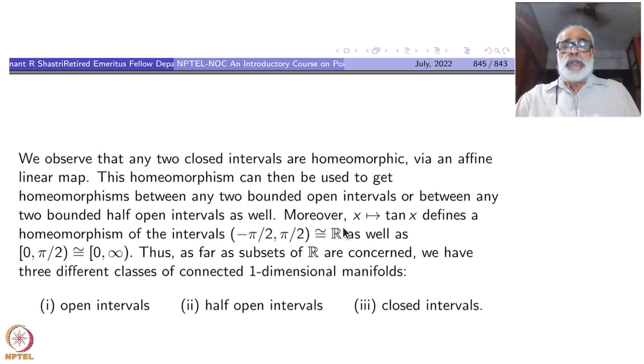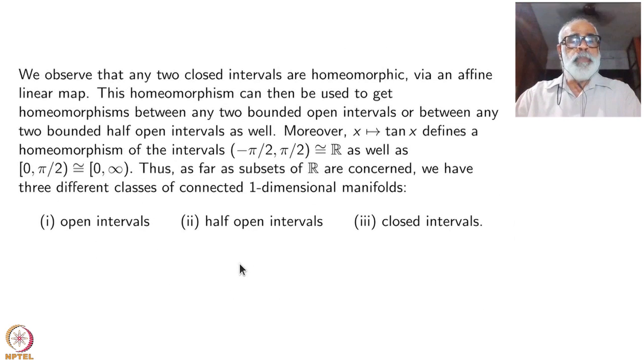Finally, if you look at x going to tan x, or some other homeomorphism, I am giving you one example, this defines a homeomorphism of the open interval minus pi by 2 to plus pi by 2 to the whole of R, right? And if you restrict it to 0 to pi by 2, it will give you a homeomorphism from the half open interval to 0 to infinity. So these unbounded things are also taken care of under these open intervals, half open intervals and so on. So thus, as far as subsets of R are considered, we don't have too many of them. What are they? Open intervals, half open intervals, or closed intervals.